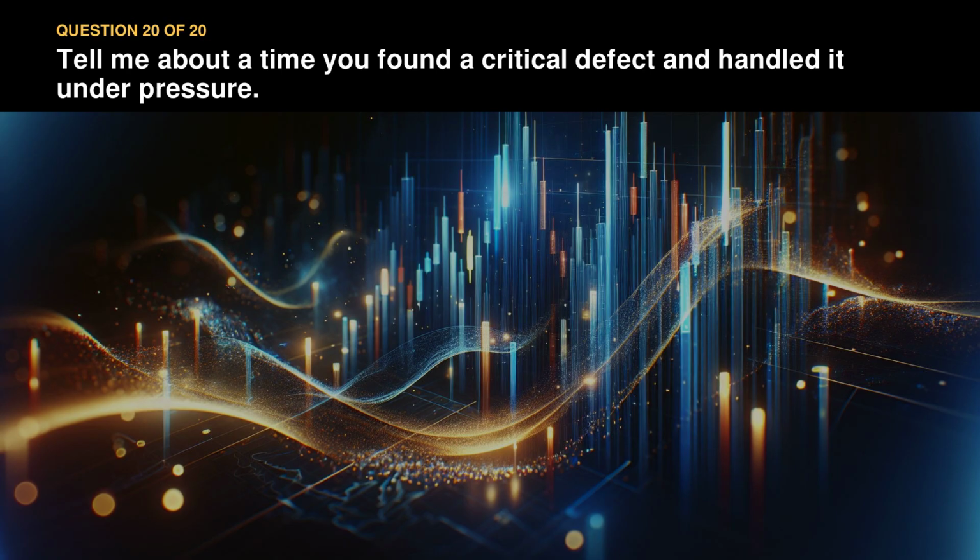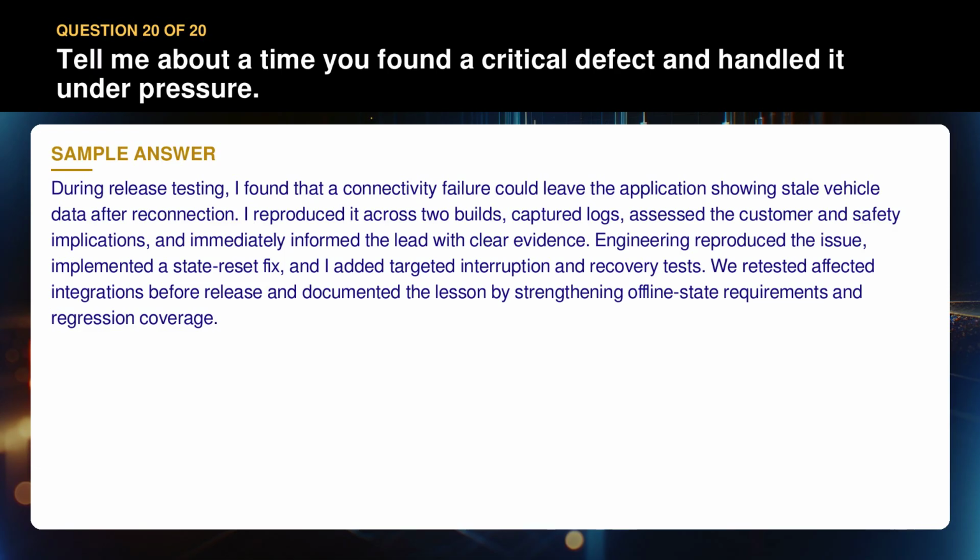Question 20. Tell me about a time you found a critical defect and handled it under pressure. During release testing, I found that a connectivity failure could leave the application showing stale vehicle data after reconnection. I reproduced it across 2 builds, captured logs, assessed the customer and safety implications, and immediately informed the lead with clear evidence. Engineering reproduced the issue, implemented a state reset fix, and I added targeted interruption and recovery tests. We retested affected integrations before release and documented the lesson by strengthening offline state requirements and regression coverage.